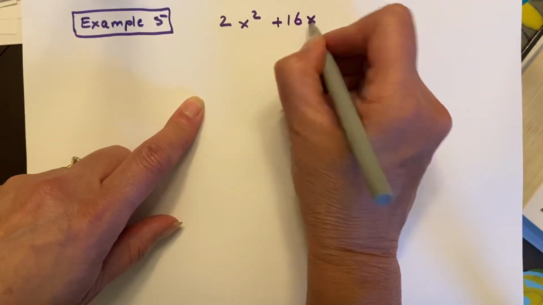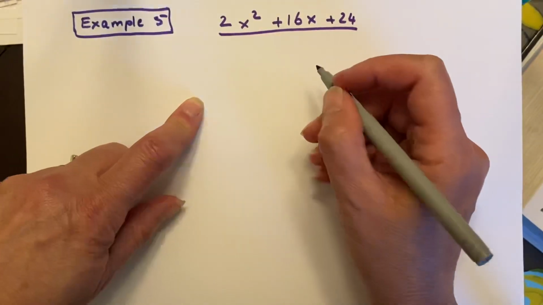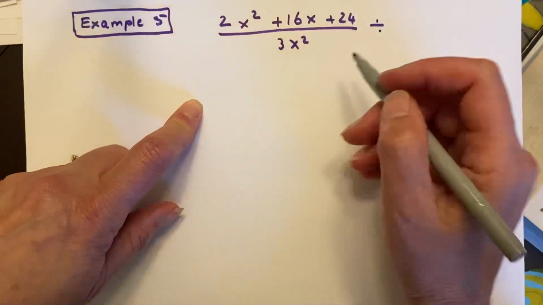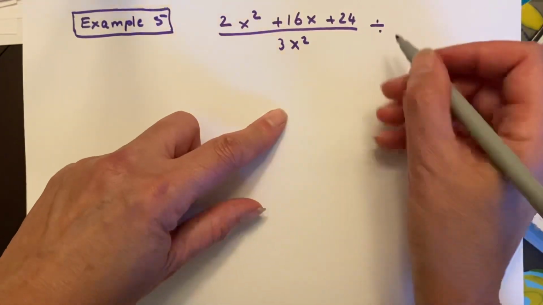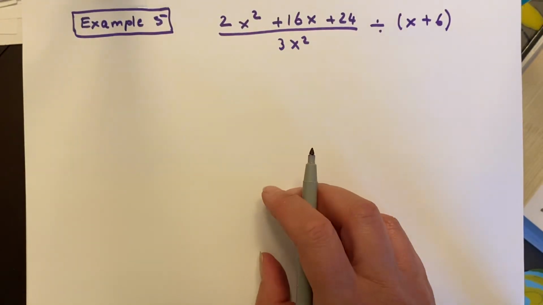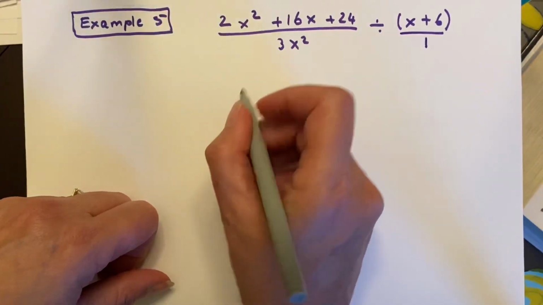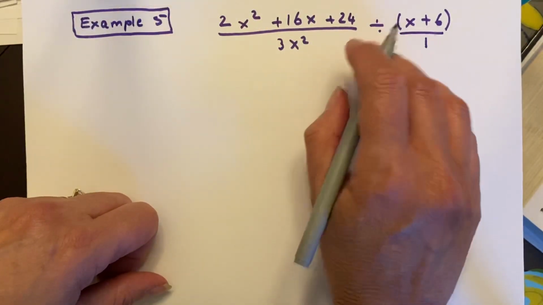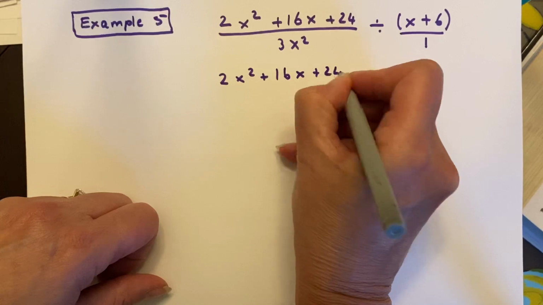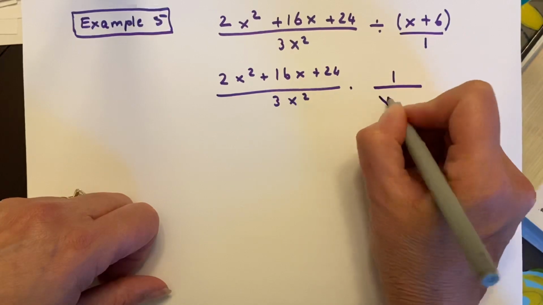2x squared plus 16x plus 24 divided by 3x squared. So I'm sorry, this is my fraction. I shouldn't say divided by because this whole thing is divided by x plus 6. All right, so what do we do when we divide by x plus 6, which is really x plus 6 over 1? Well, first we reverse. We multiply by the reciprocal. So 2x squared plus 16x plus 24 over 3x squared times 1 over x plus 6.